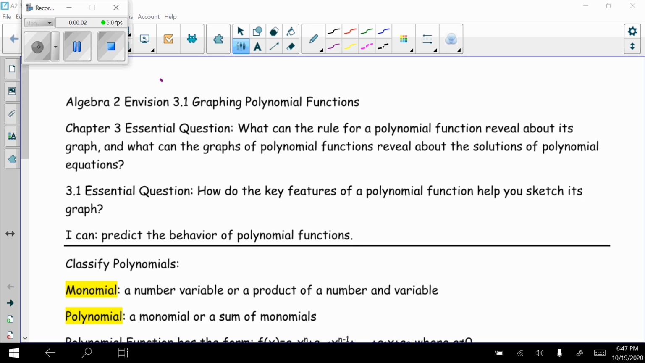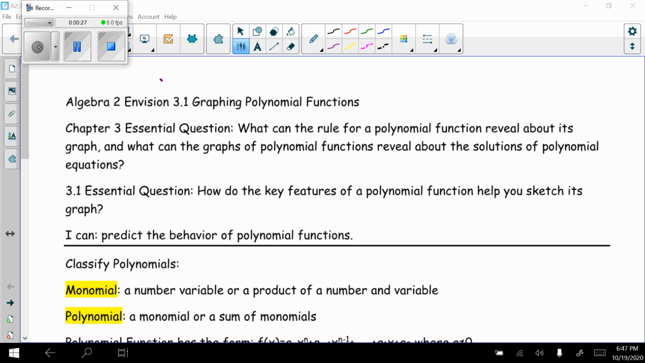All right, today in Algebra 2, we're going to do day 1 of 3.1, graphing polynomial functions. Our central question: what can the rule for a polynomial function reveal about its graph? And what can the graphs of polynomial functions reveal about the solutions of polynomial equations? How do the key features of a polynomial function help you sketch its graph? After this, you should be able to predict the behavior of polynomial functions.